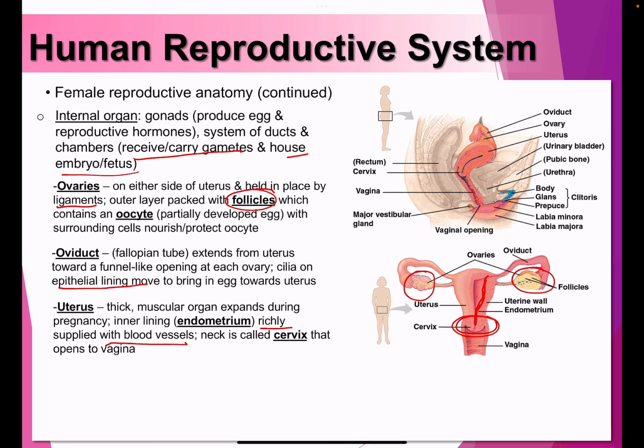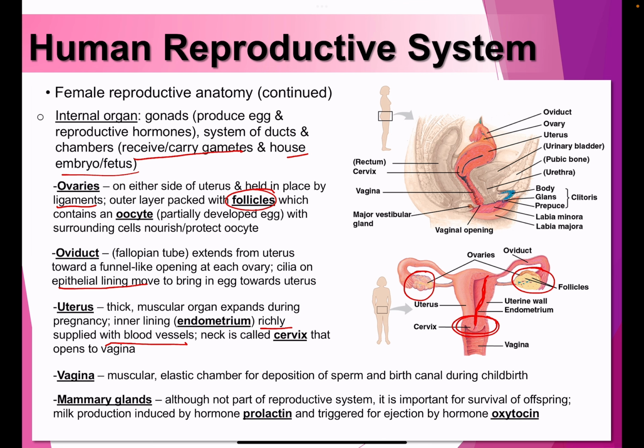And then when it's time for the baby to be born, the cervix will be open, what we call dilated, up to 10 centimeters before the baby can fit through the birth canal, and out comes the birth of the baby. So the cervix goes through rounds of different sizes depending on the menstrual cycle and ovarian cycle, and whether you're pregnant or not and giving birth. And the vagina is a muscular, elastic chamber for deposition of sperm, and also serves as a birth canal during childbirth. Now, we can't not talk about mammary glands, even though they're not part of the reproductive system, because they are very important for survival of the offspring.